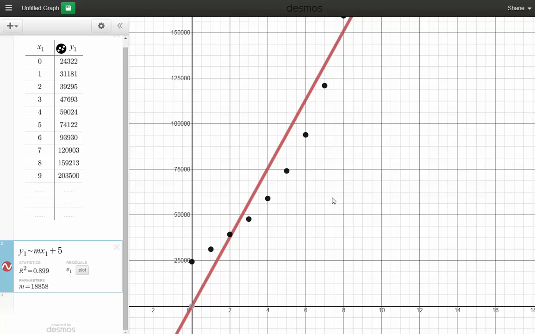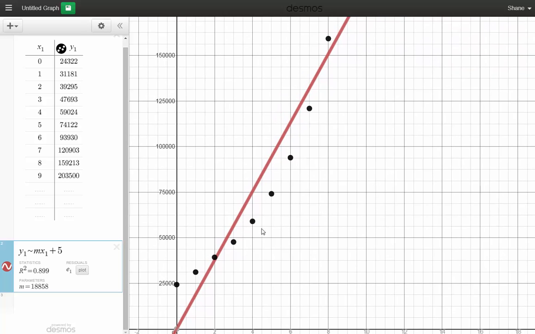Now, of course, that line's going to miss a lot of those points because those data points are curvilinear rather than linear, right? So it's not going to hit them all, but that's the best possible line we can get through the middle of those.